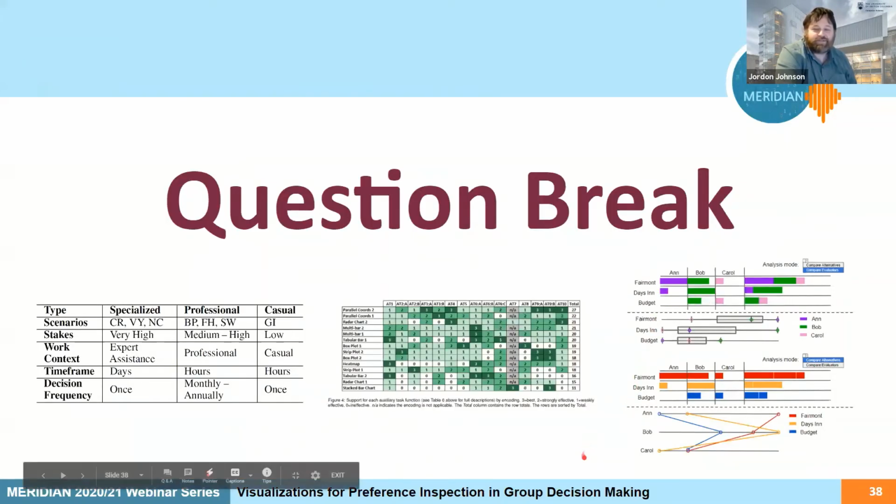So that was another info dump. Let's have another little question break before we move on to the demo. Interesting user studies, how can this data be visualized?